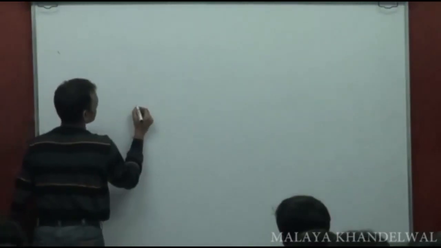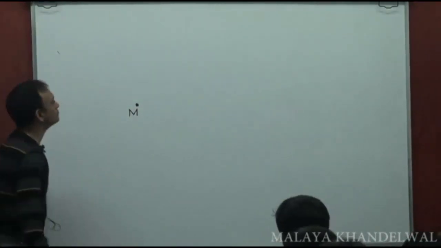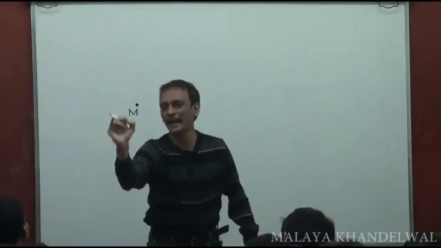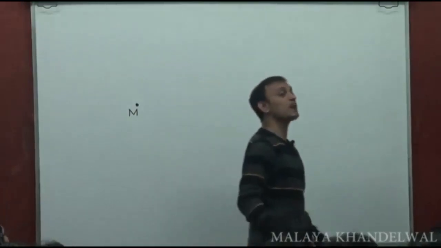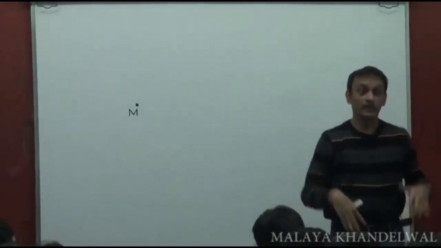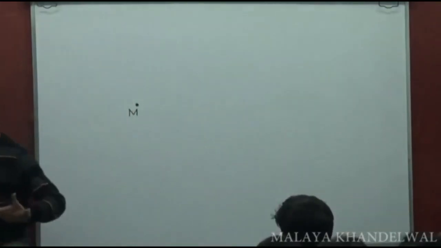Now, let's say there is a mass m, and let's say this mass is fixed in position. Let's say this mass is nailed in position. In its surroundings, this mass produces what is referred to as a gravitational force field.